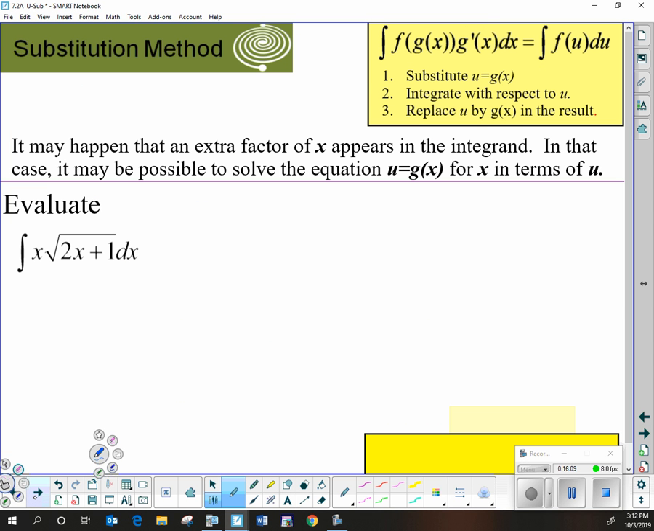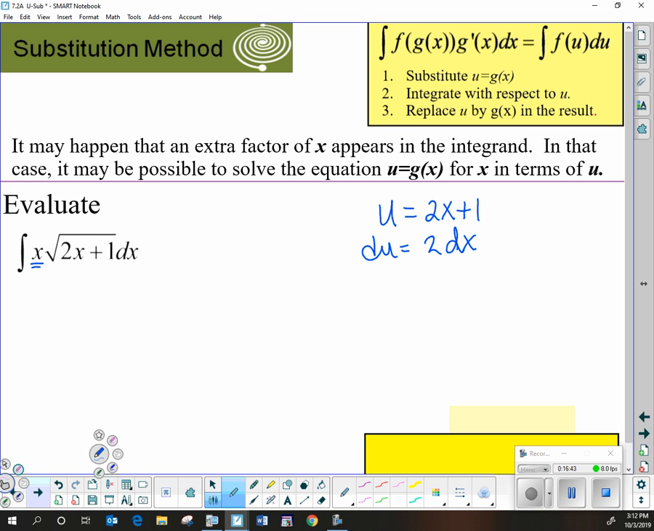All right, last year we did these. Sometimes when we select our u, we don't get a replacement for everything. What happens then? So let's let u equal the more complicated 2x plus 1, because I see this as an inside-outside function. It's a composite function. Inside piece, square root being the outer piece. The derivative of this is not all that helpful for us.